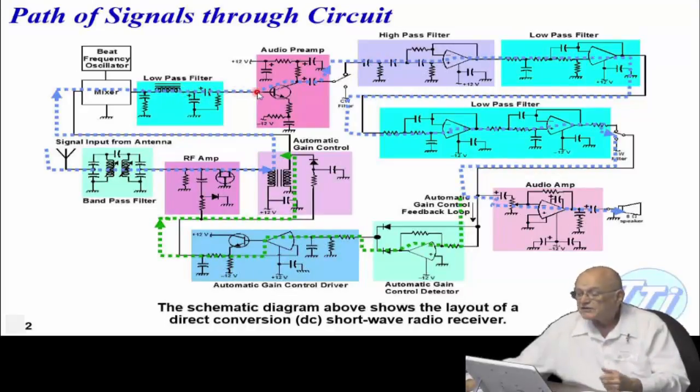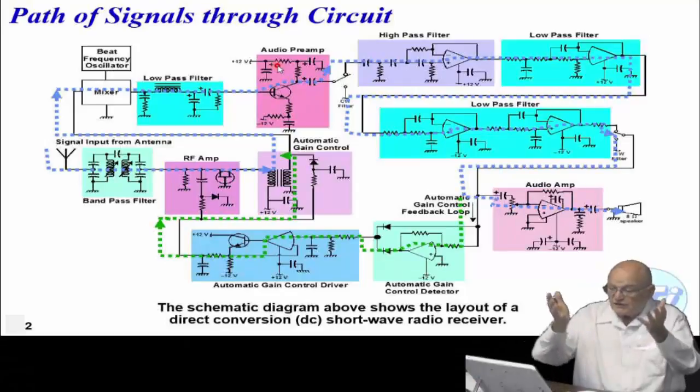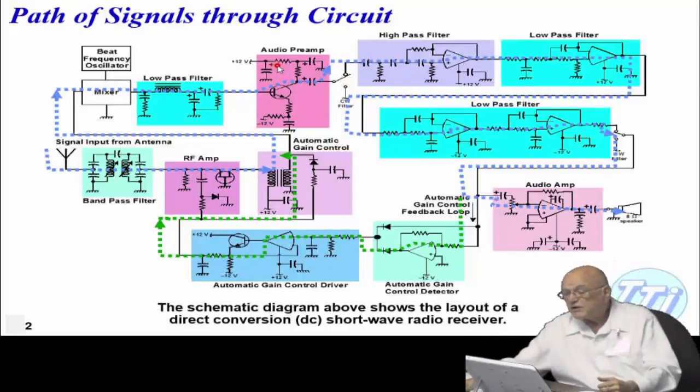Then what happens here is that when we selected the lower frequencies, we'll use what they call an audio preamplifier. That'll boost the audio signal up, the thing you're trying to listen to. Then it goes through a series of different types of filters: low pass, high pass, low pass filters.